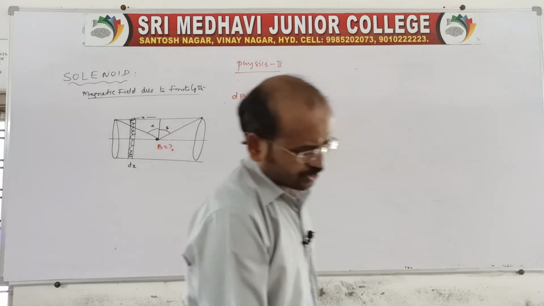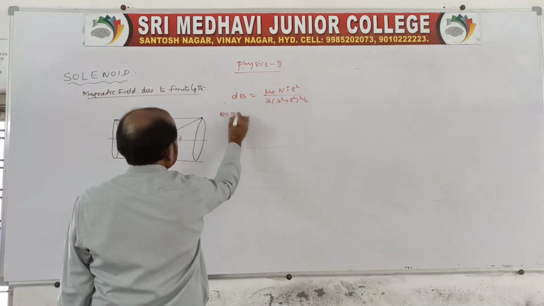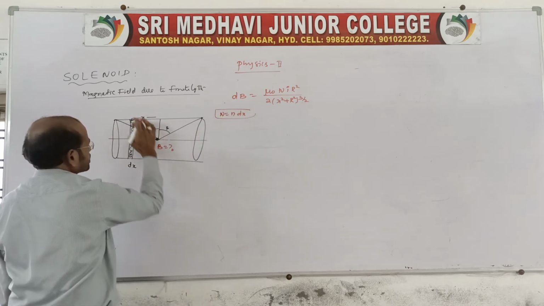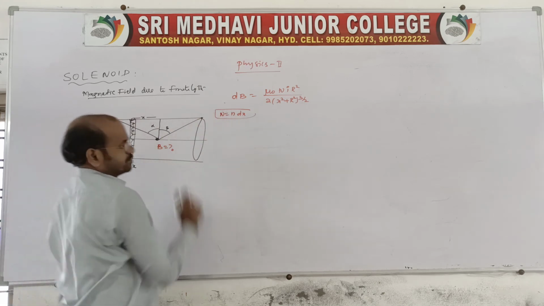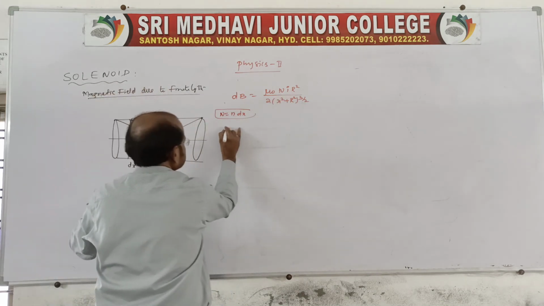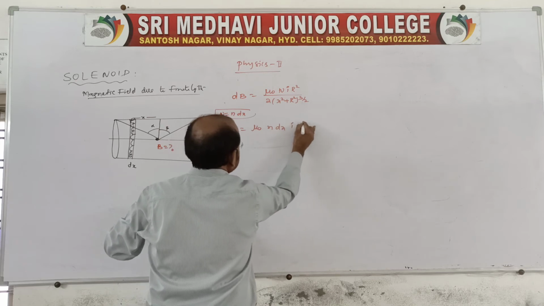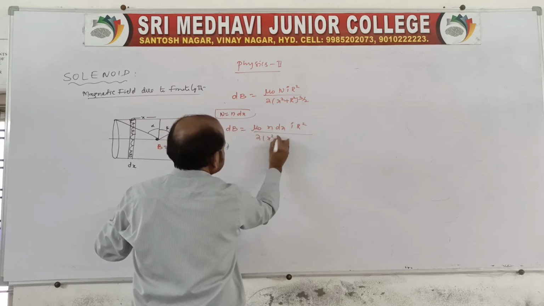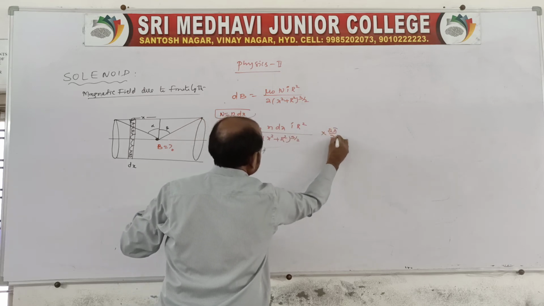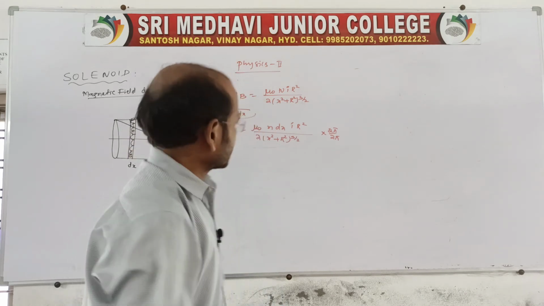This is about a circular coil carrying a current, and here capital N is nothing but N into dx, that is dx is the thickness, and N is the number of turns per unit length, so capital N is equal to n into dx. So here instead of this, dB is mu naught n dx I R square by 2 into x square plus R square whole power 3 by 2, and here you multiply and divide by 2 pi. Actually the derivation is not required beyond this point.